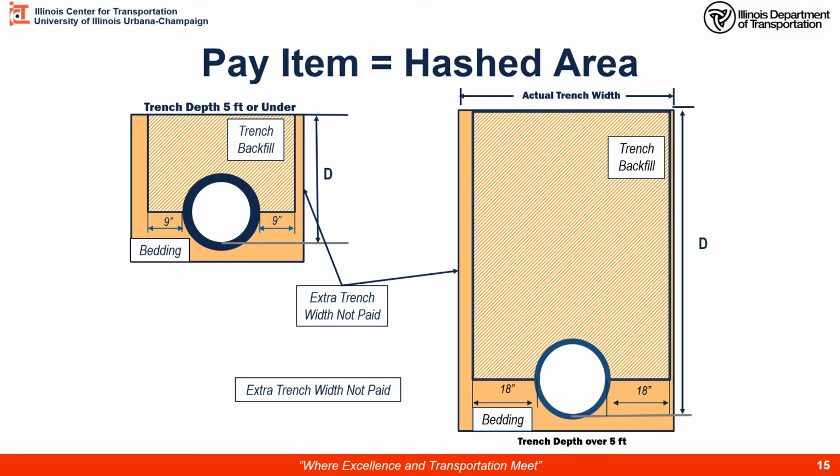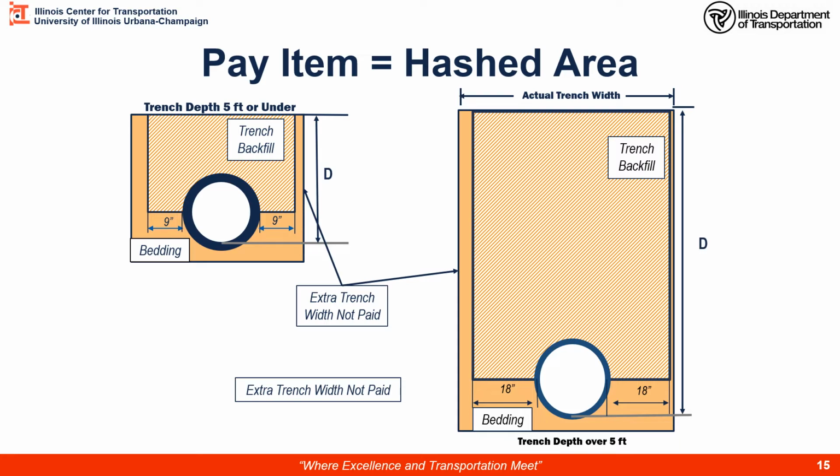So the maximum width of what we're paying for is defined as 18 plus outside diameter plus 18 if it's below 5 feet. If it's less than 5 feet, it's 9 plus the outside diameter plus 9. So this is what we're paying for. And to tie into the tables is the invert depth, the D.